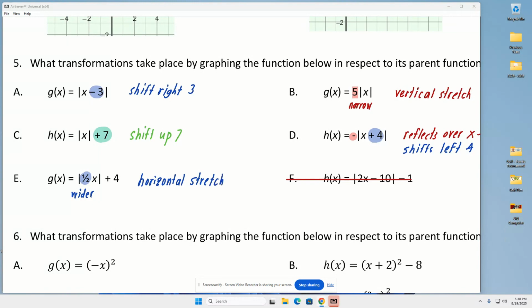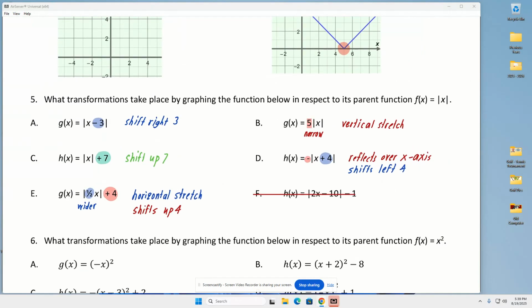But don't forget, we also have this other thing happening. It's adding 4. Adding, of course, is a shift, a translation. It's outside, so it's vertical. It's outside, so it does what it looks like it's doing. So what is a positive 4 vertical shift? It shifts up 4.